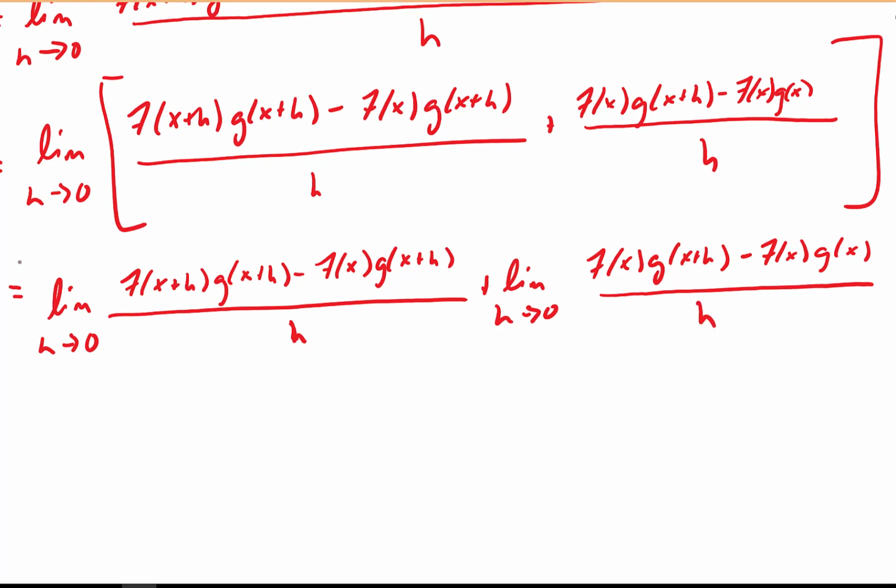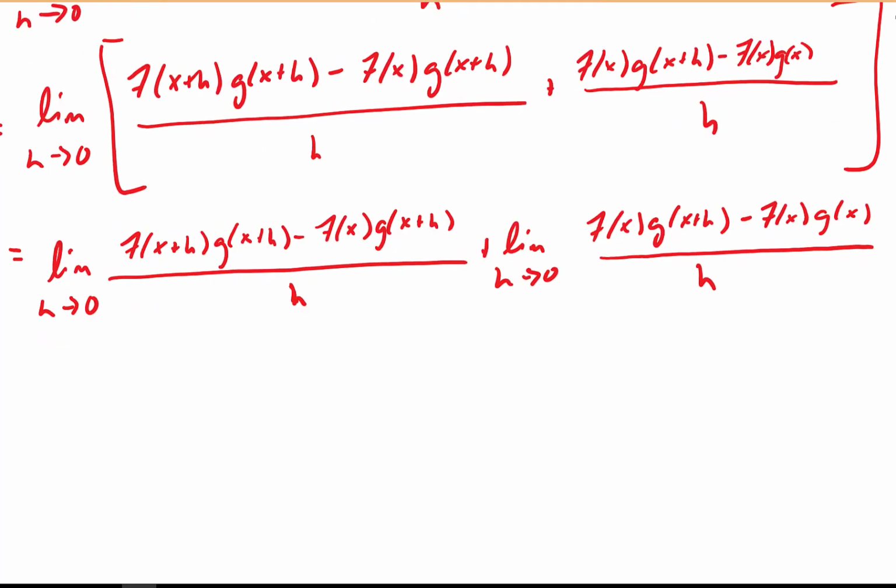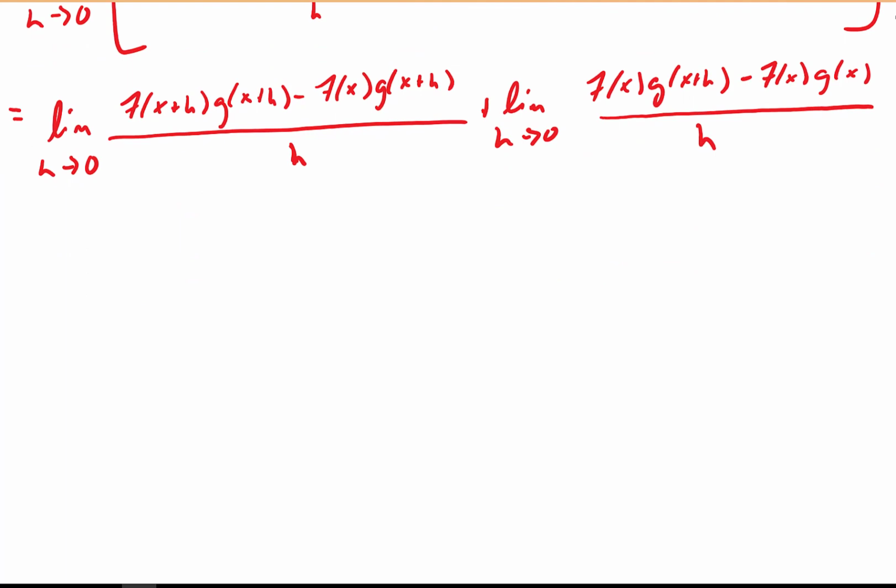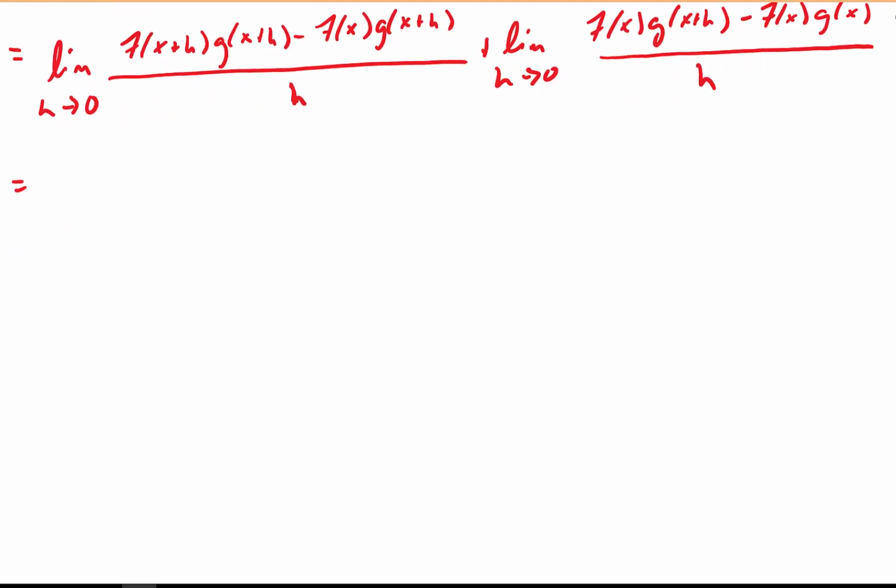So all I did here between this line and this line was distribute the limit over the sum, which is something that we're allowed to do. Well, I guess eventually we'll have to show that these underlying limits exist. Okay, so my next step is, I'm going to do two steps at once here just because I want to keep this video short.